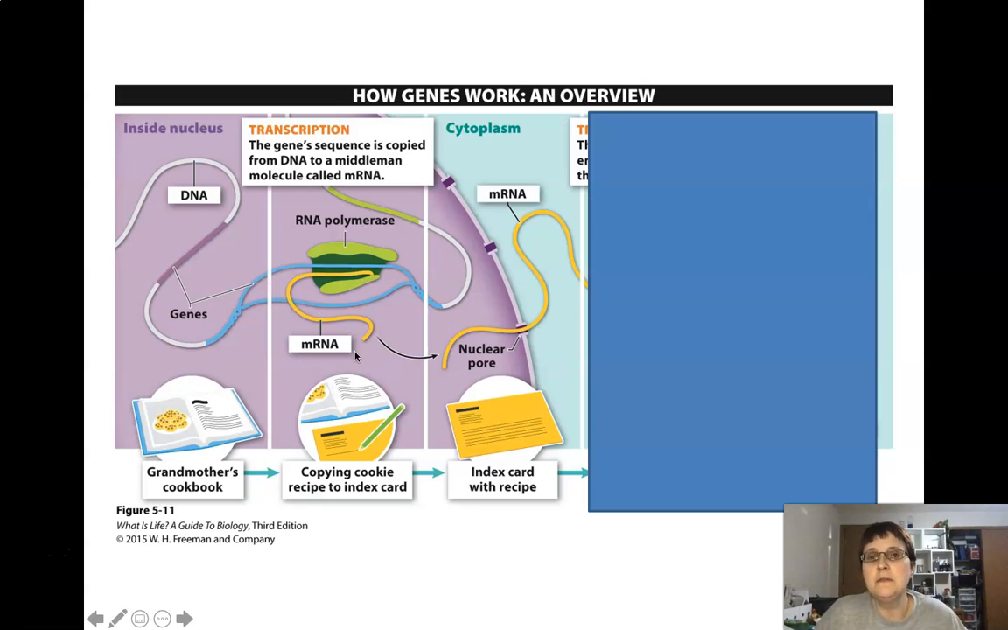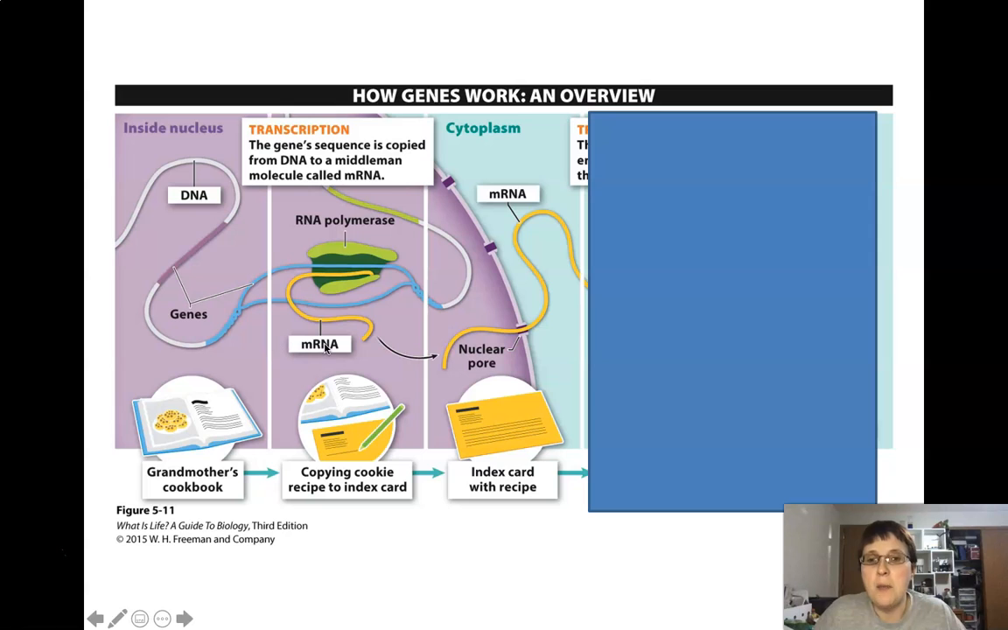That might sound familiar from back in chapter 3 when you learned about nucleic acids. The mRNA is a copy of the gene from the DNA, okay? And that copying process is called transcription. To transcribe something means to copy something, right? To write it down. And so this would be like writing down the recipe out of Grandma's cookbook so that you can take it with you, right? Because the cookbook can't go, but the copy can.